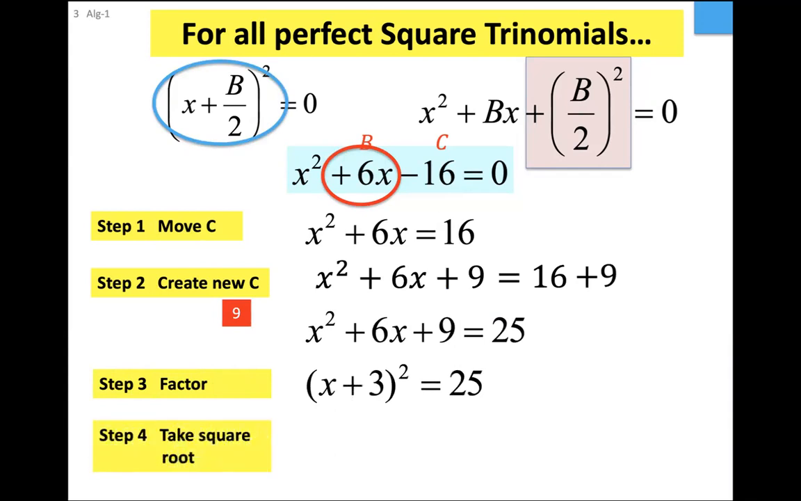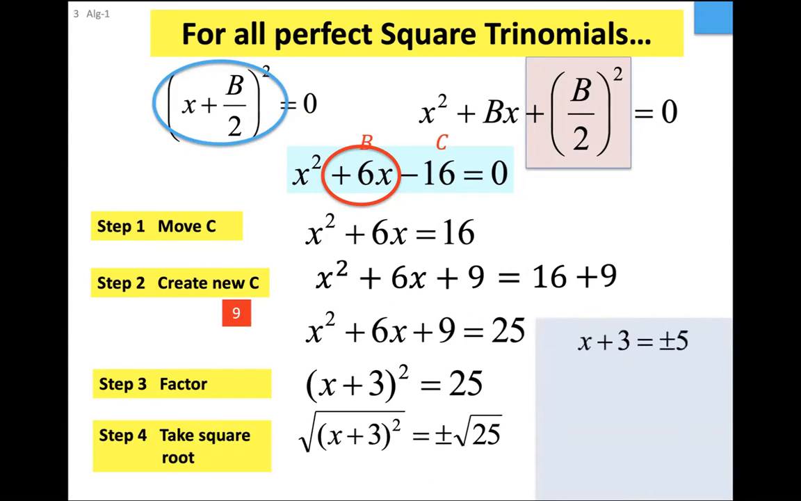Take the square root of both sides. Hey, we're lucky this time. The square root of 25 is 5. So we get a plus or minus 5. This will break down into 2 equations. X plus 3 is equal to -5, and x plus 3 is equal to +5. Subtract 3 from both sides, and we get -8 and 2.